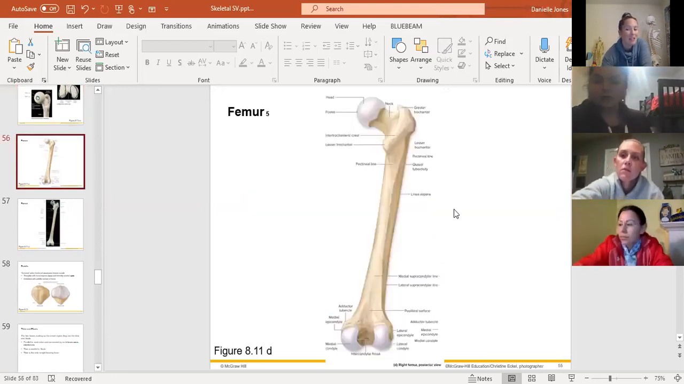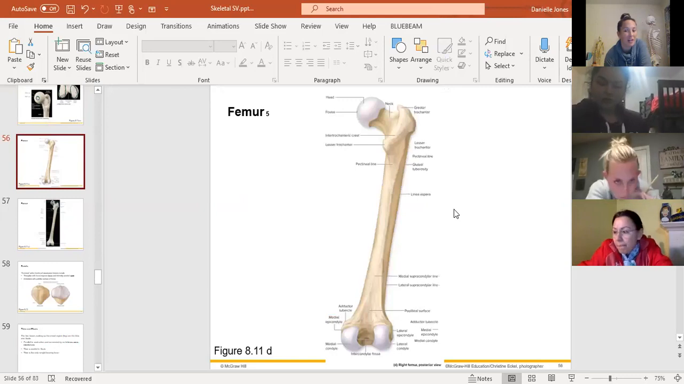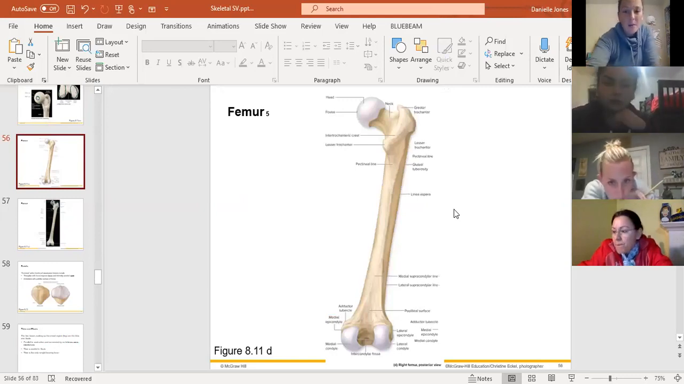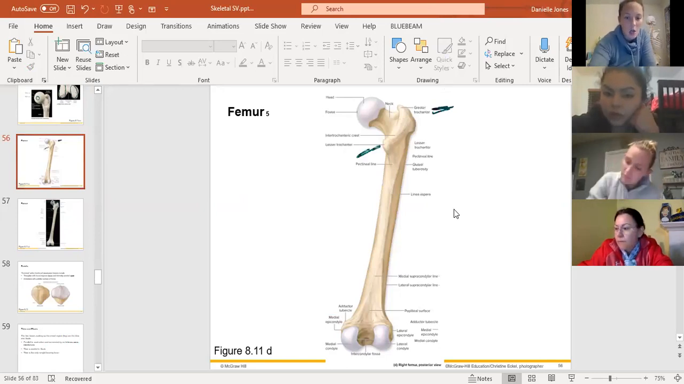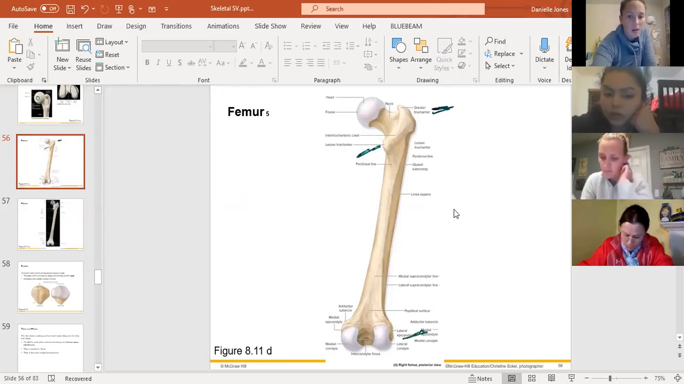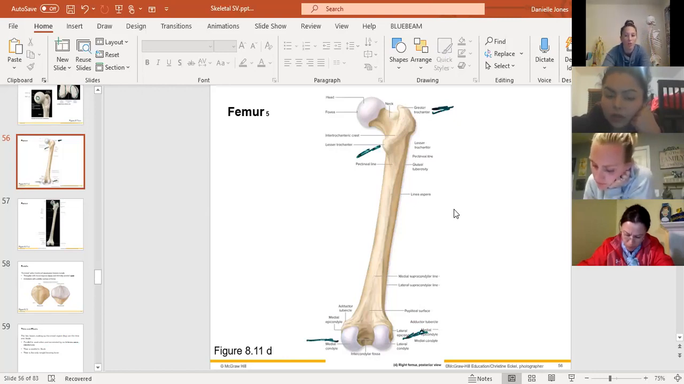Remember how I said the condyles were way bigger on the posterior side? Same with the trochanters. We see a big old greater trochanter on this side, lesser trochanter on this side, big old lateral condyle, big old medial condyle. Just much larger on the posterior side.